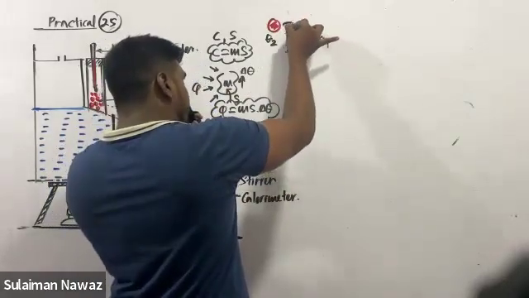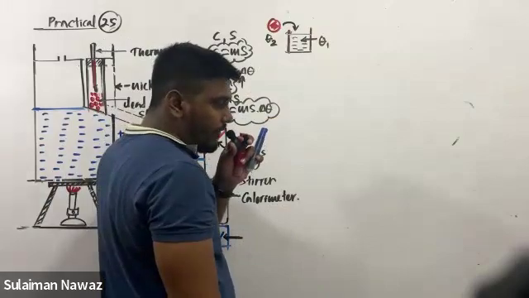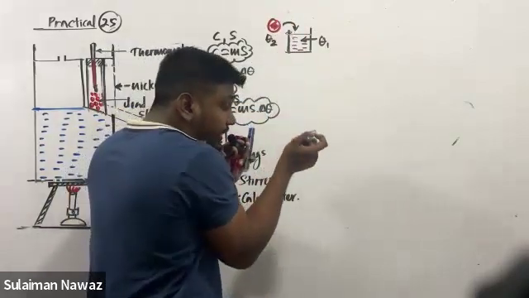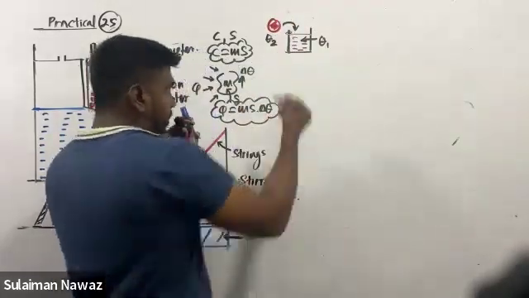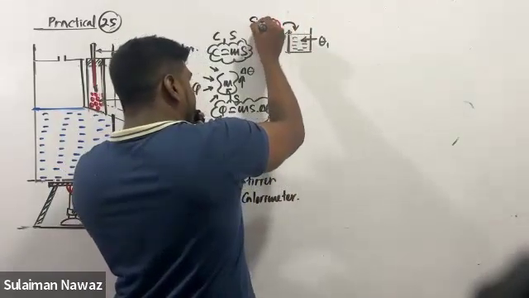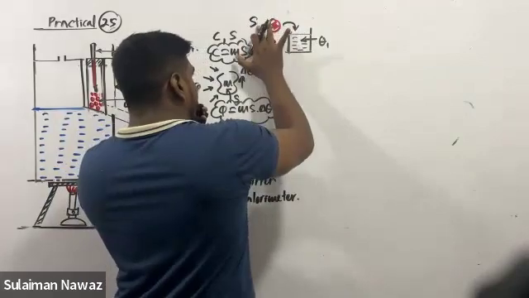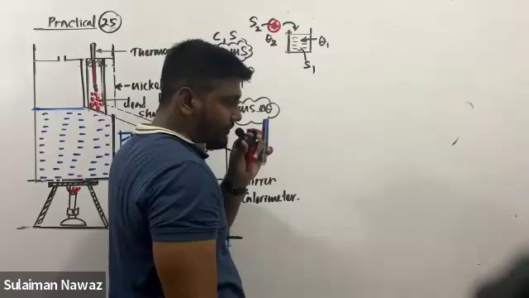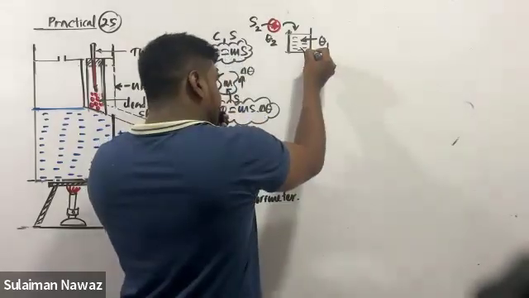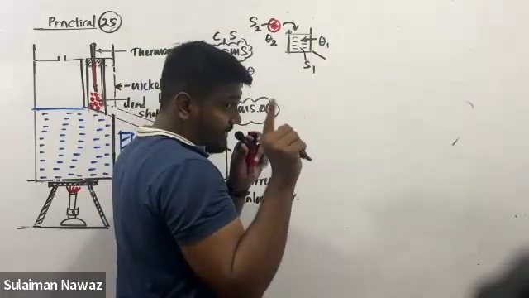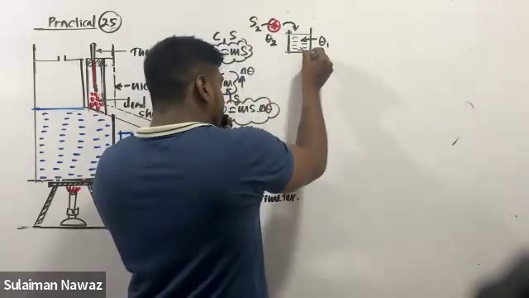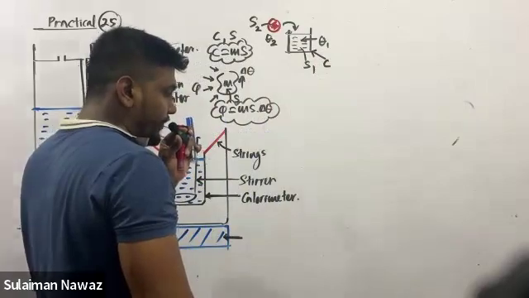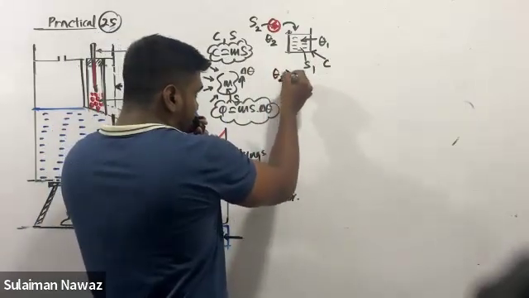Then what would happen when you put this lead shot into the water? Who is going to release the heat? The lead shot releases heat. The same heat is going to be absorbed by the water with the calorimeter. For your understanding, I consider the specific heat capacity of the lead shot S2, and the specific heat capacity of water S1. Just consider the heat capacity of this calorimeter, this container, as capital C. Then you know theta 2 is greater than theta 1.